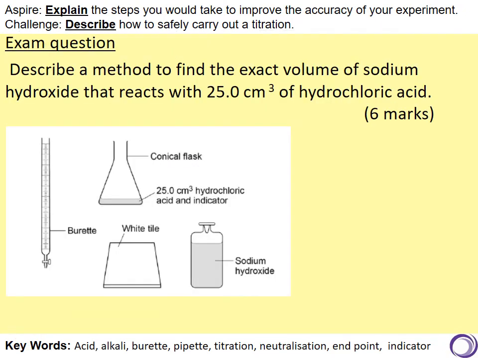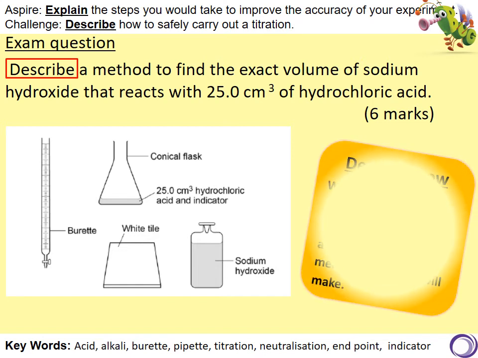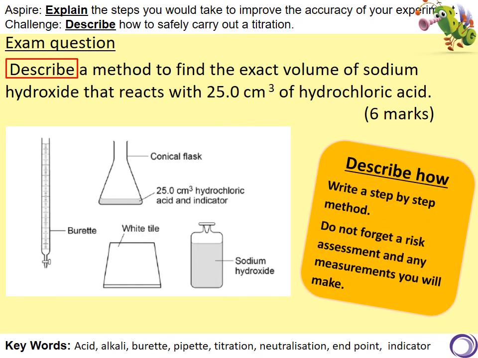Okay, so let's have a look at this exam question. It asks you to describe a method to find the exact volume of sodium hydroxide that reacts with 25 centimetres cubed of hydrochloric acid. It's a 6-mark question, so if we use bug, we box our command words, we can see that it's a describe question, so we're going to need to give a step-by-step method.